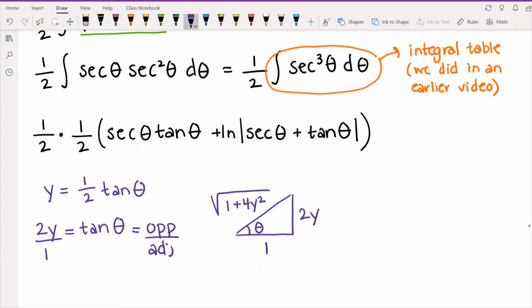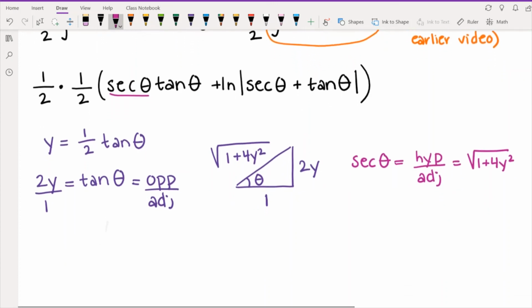Okay, so now we already know that tangent is equal to 2y. So we have some tangents in there that we'll be able to get rid of. Now we just need secant. So what is secant of theta? That's the one that we really need here. Secant is equal to the reciprocal of cosine. So instead of being adjacent over hypotenuse, it's hypotenuse over adjacent. And so in this case, it's just the square root of 1 plus 4y squared.